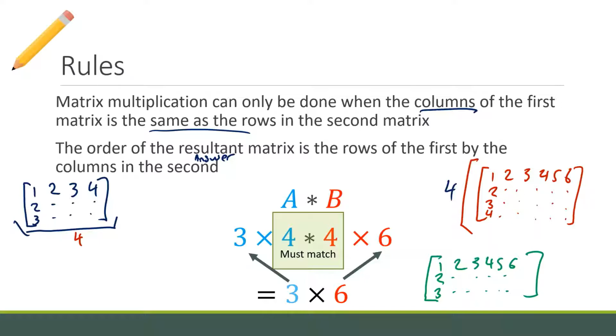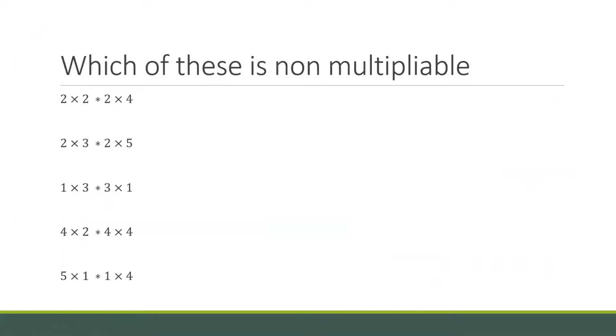Let's grab a quick look to check to see if we understand how to use these rules. Which of these are non-multipliable? Which of these can we not multiply? Okay, let's check here. This one has a 2 and a 2. That will work. Tick. The resultant matrix will be a 2 by 4 matrix because it's getting a 2 from the start and a 4 from the end.